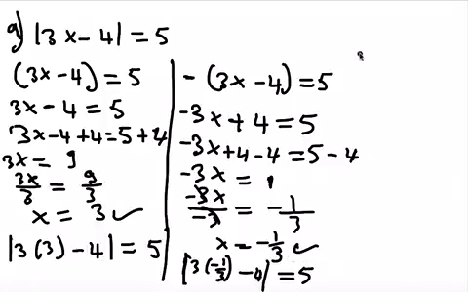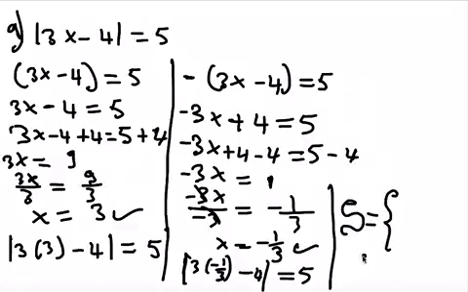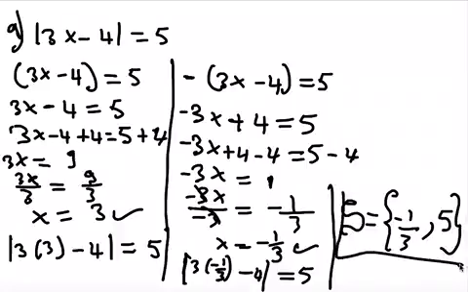That's the right solution. Now to write the solution, you have to put a big S, solution set S, and write this one. Always start with the smallest number, negative 1 over 3 and 5. Which one is the smallest one? Obviously negative 1 over 3 is the smallest one. Negative 1 over 3 and 5. And we're done. That's all for this problem. Let's do another problem also.